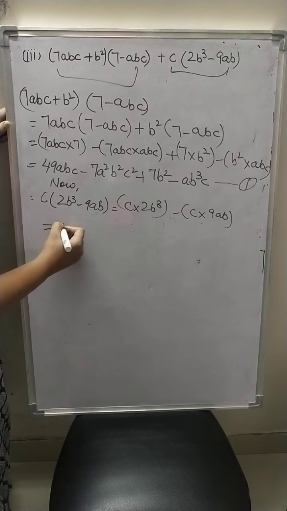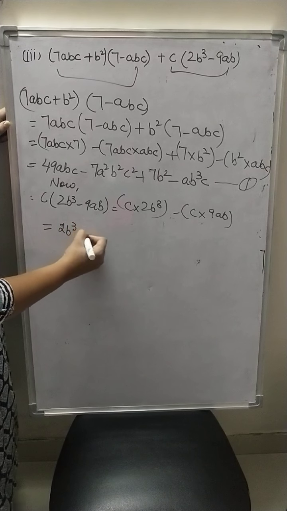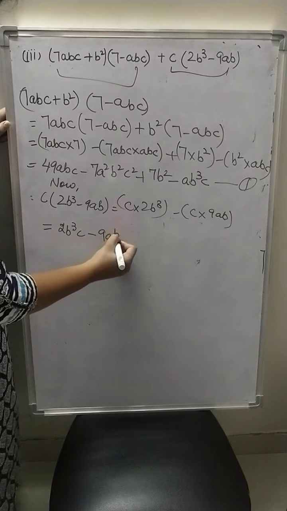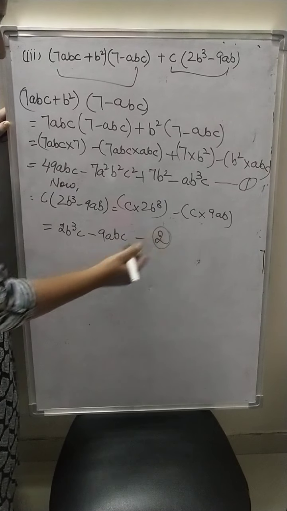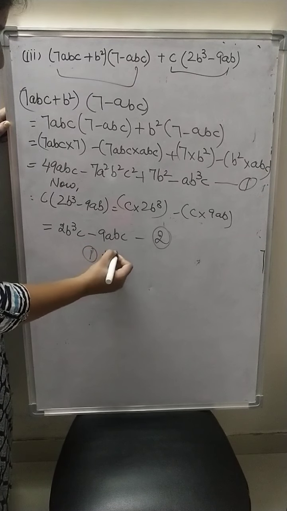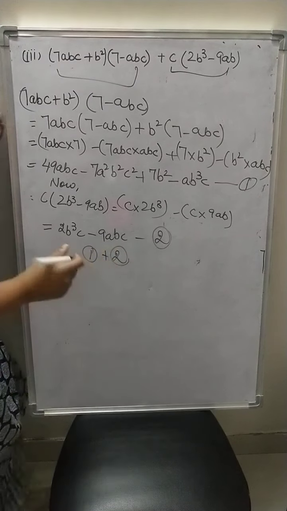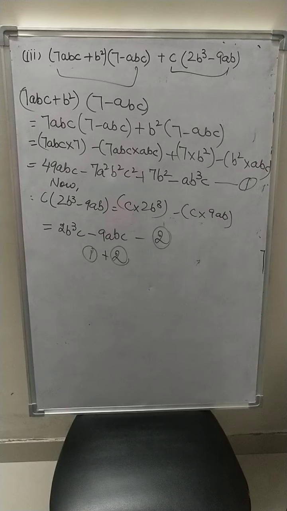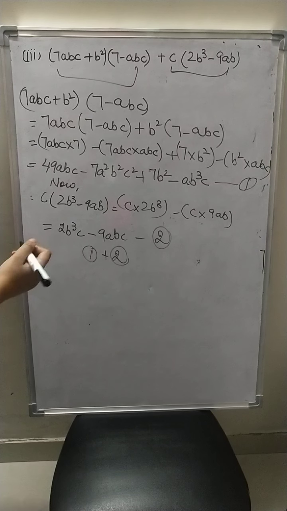So here I get 2b cube c minus 9abc. This I take as equation number 2. Now I add equation number 1 and equation number 2. Let us see what I get. What are the like terms first of all?